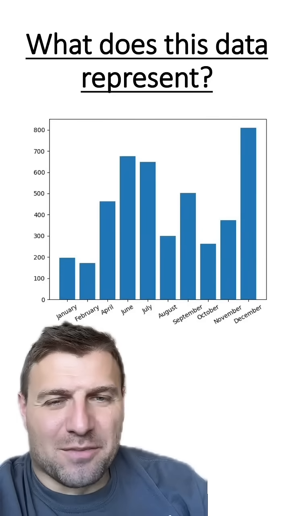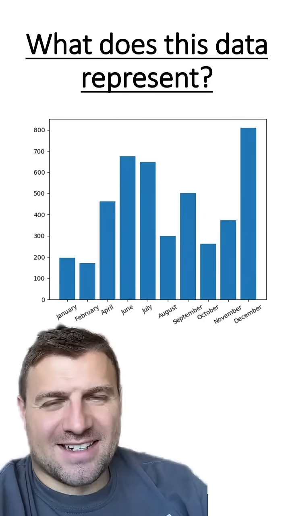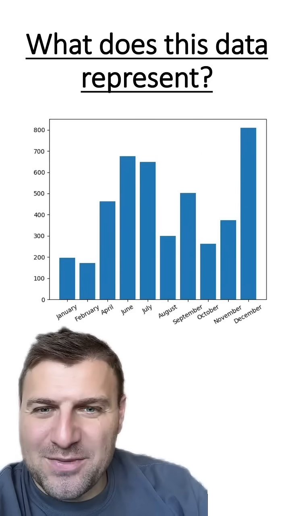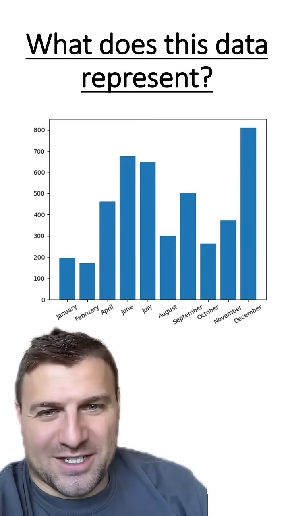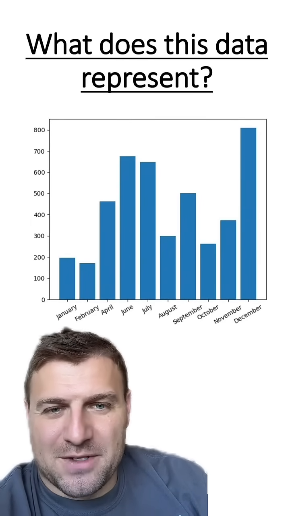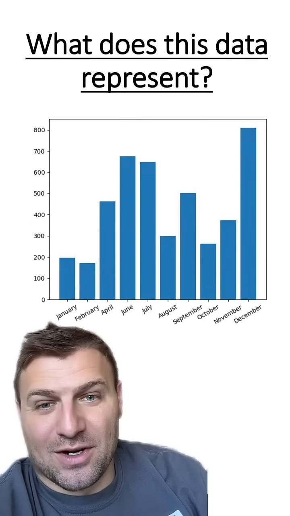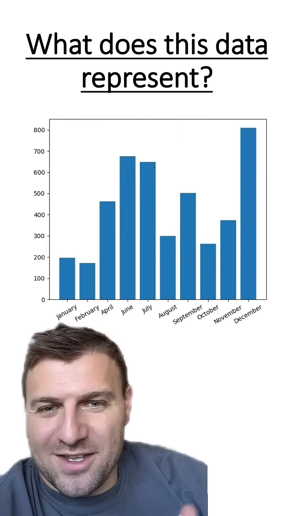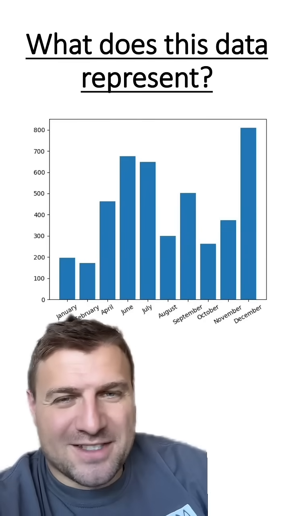Here's the last graph I'm going to ask you about. What does this data represent? This is going to be the hardest one. This is the last one, and I find this one the most interesting. We can see that whatever this graph is representing occurs the most in December, June, and July, and it looks like all the other months are just kind of random. So what does this graph represent?